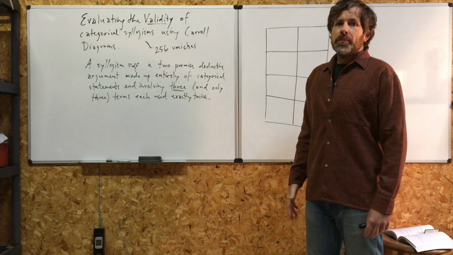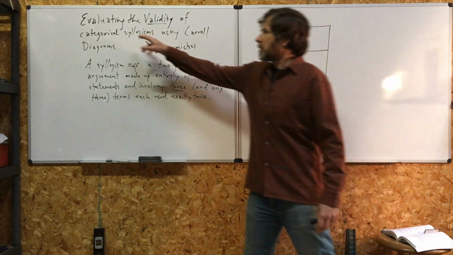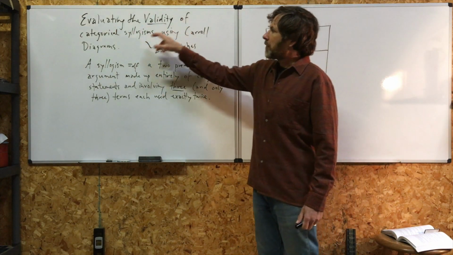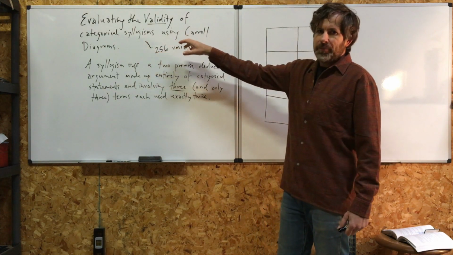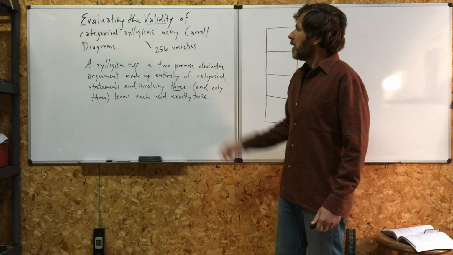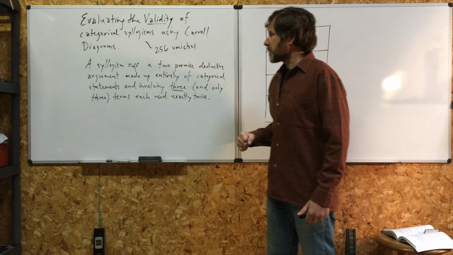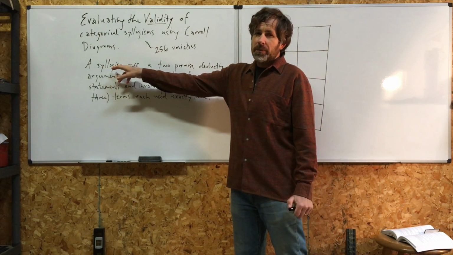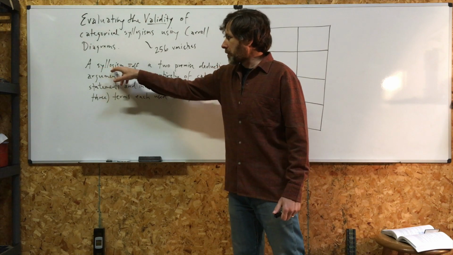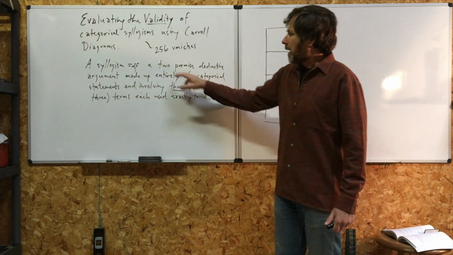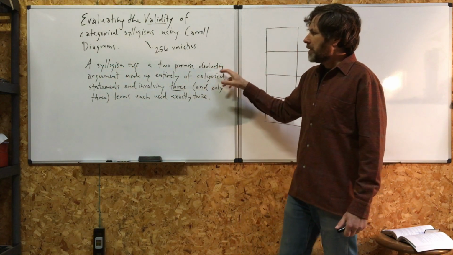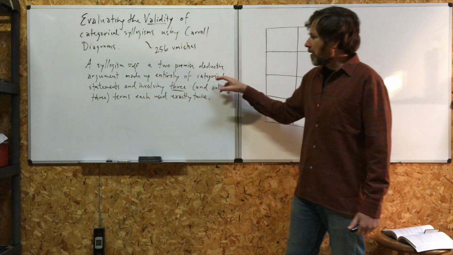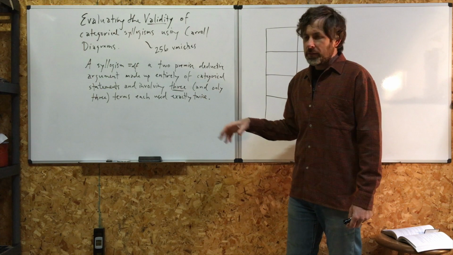Today we're going to learn how to evaluate the validity of categorical syllogisms. That's a certain kind of argument, using Carroll diagrams. Let me define what a categorical syllogism is first. A categorical syllogism is defined as a two-premise deductive argument made up entirely of categorical statements.